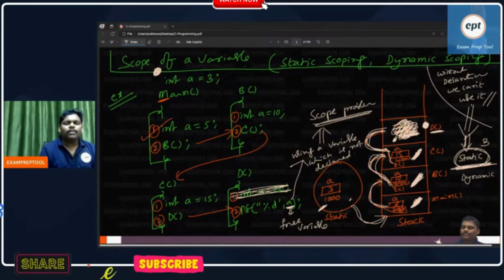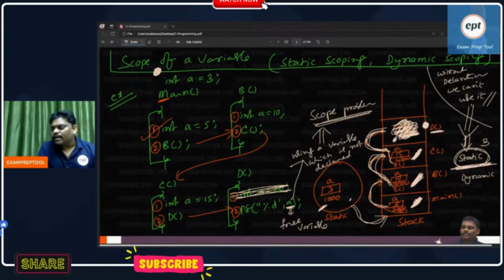Always remember, if it is done at the start itself, you get the keyword static. Starting itself, if you do anything, it is called static. Starting means compile time. Compile time, if you do anything, static. Run time, if you do, that is called dynamic.